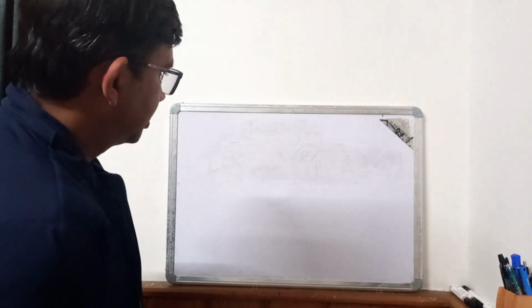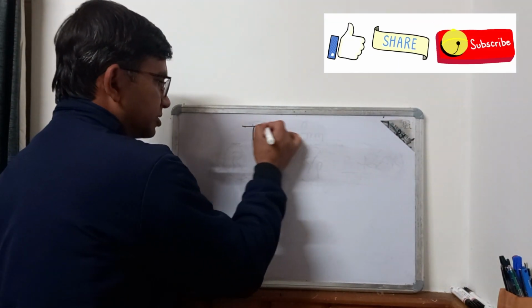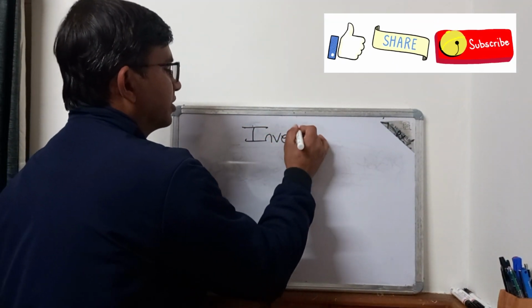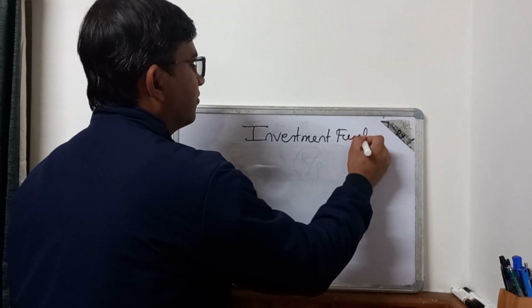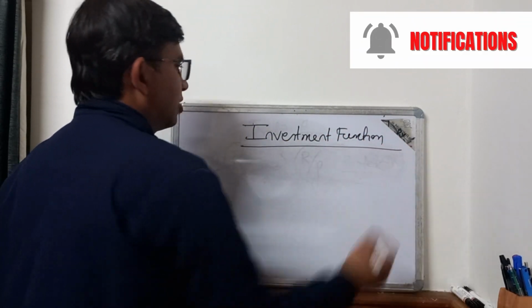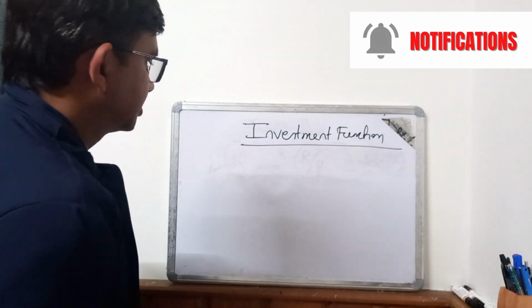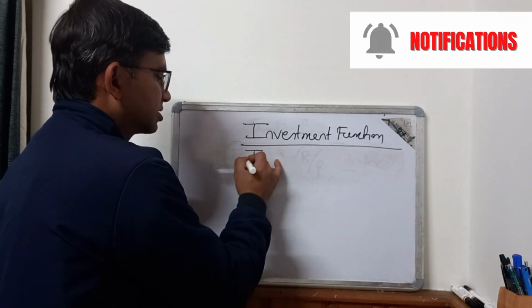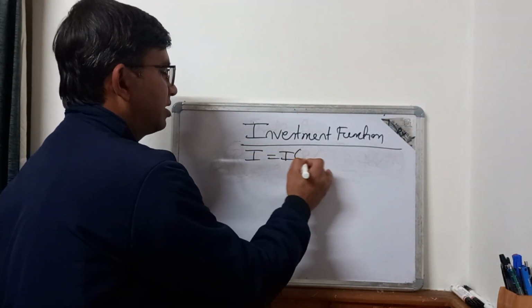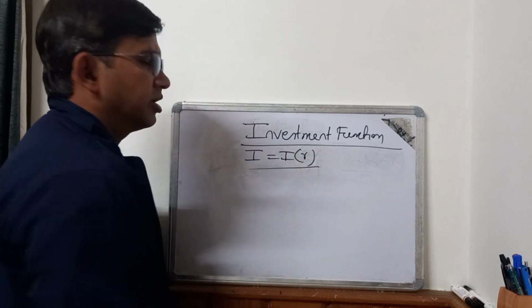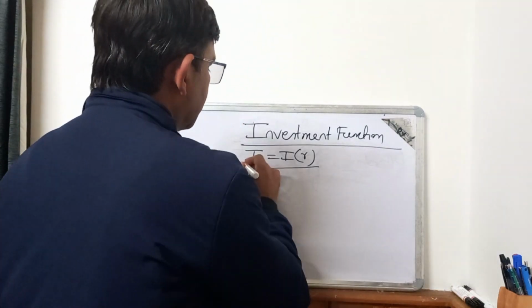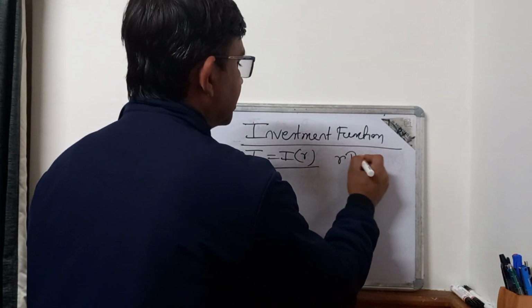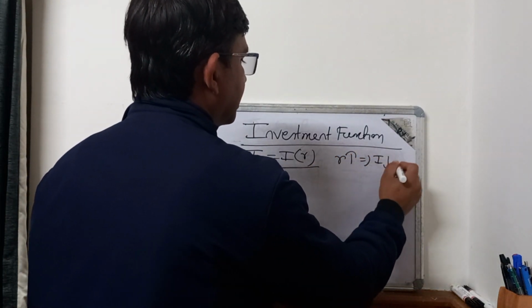So today we will discuss the investment function. Normally in classical theory or Keynesian theory, we use this kind of investment function: I is a function of the real rate of interest. And what we see is that as the rate of interest rises, the investment declines.